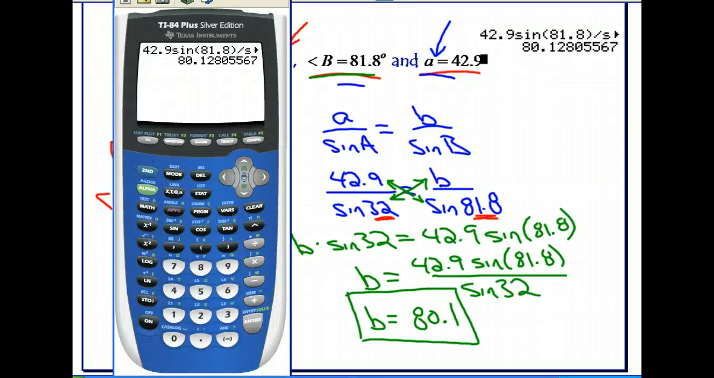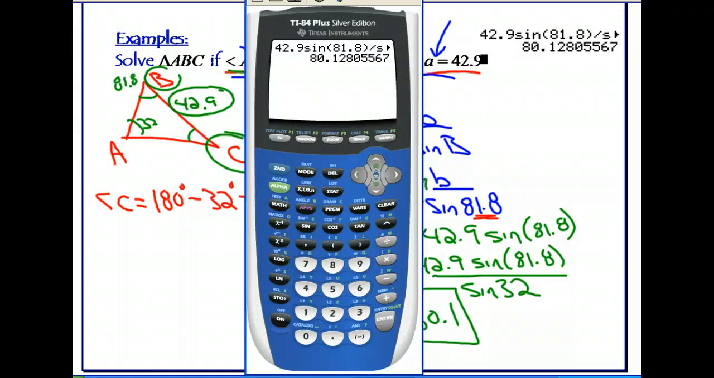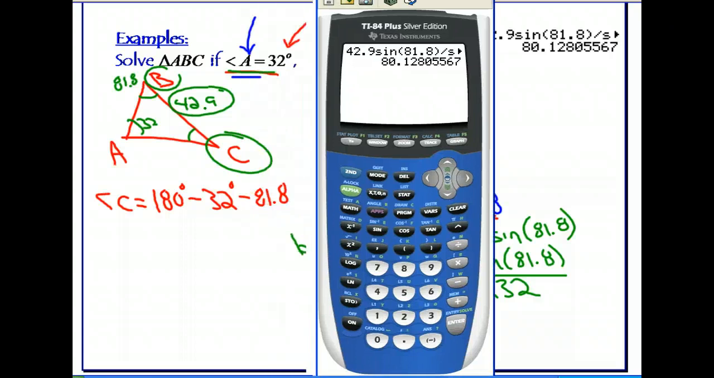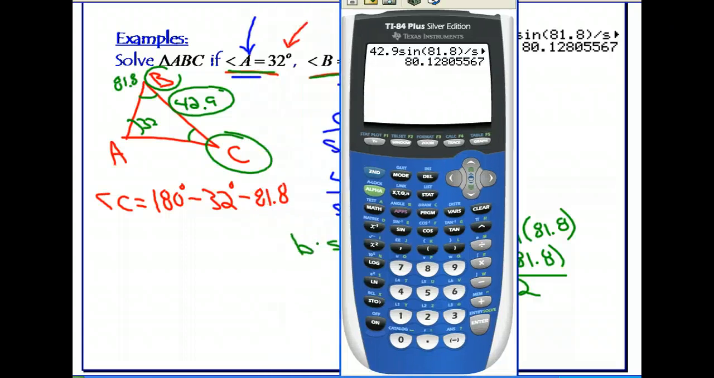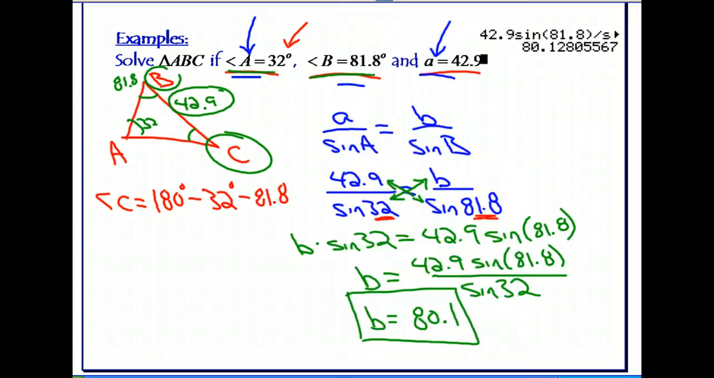And I certainly could have done that part first, I realize that. But I was so excited to show you that law of sines. And so let's see what we get here. I've got 180, take off the 32, and take off the 81.8. And angle C is 66.2. We'll just remember that. Angle C, 66.2 degrees.